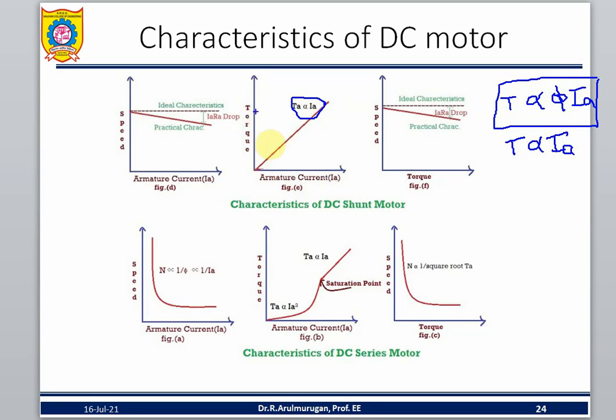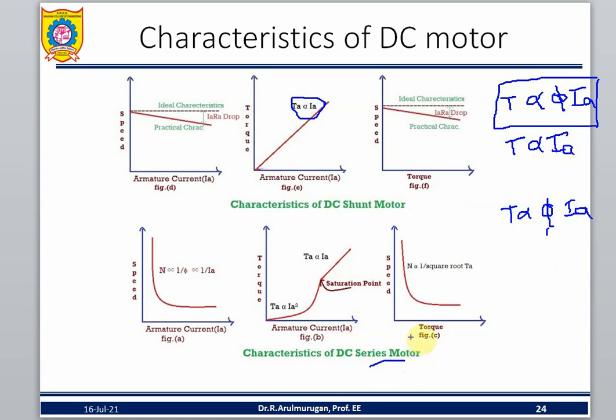Okay. Then what about the series motor? T is directly proportional to phi into Ia. This is the general equation. But in the series motor, the flux is not a constant. In the shunt motor, flux is constant. In the series motor, flux is not a constant.